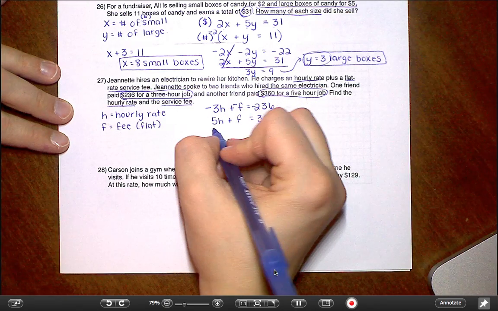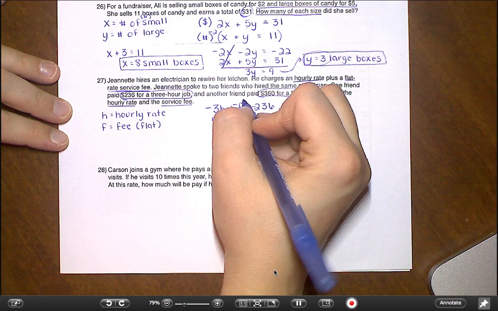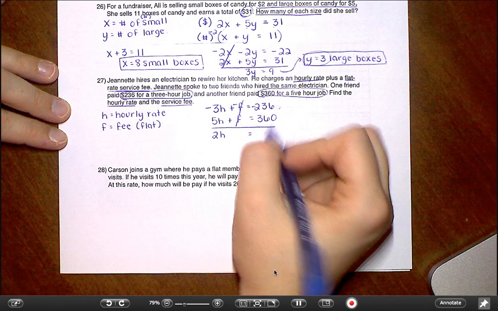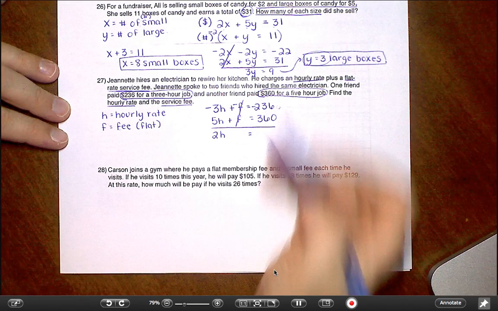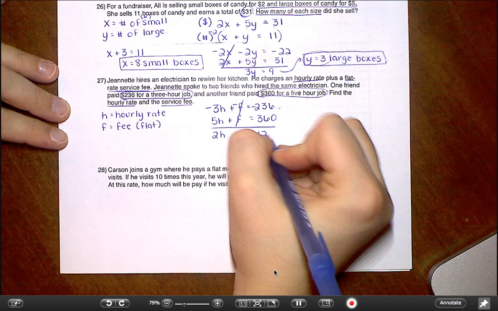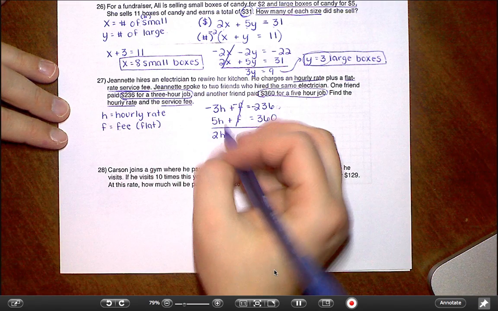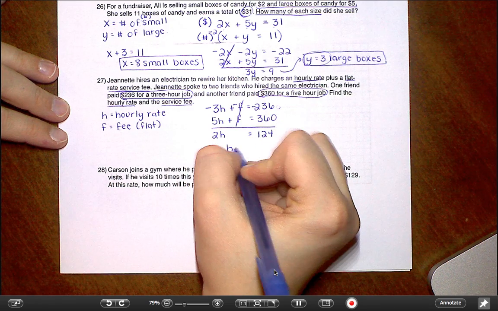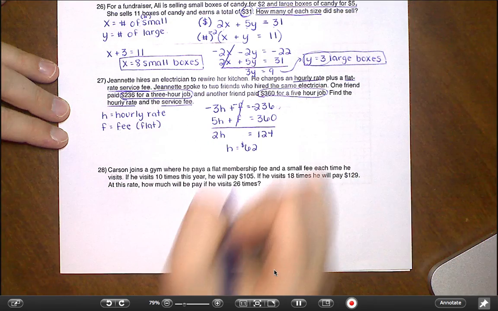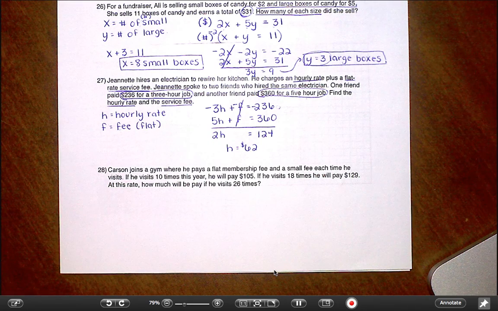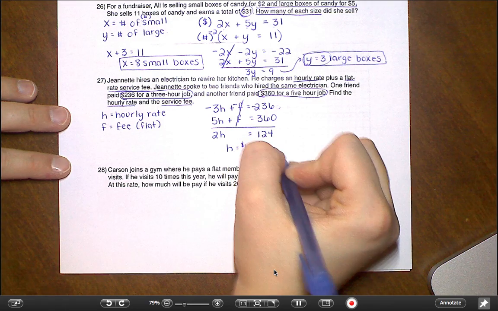I'm just going to stick a negative there, negative there, negative there. When I add together going up and down, I get 2h. My f's cancel. And let's see, that's going to be 64, and I think that's going to be 124. Okay, a difference of 124 there. Divide by 2, and I get that h is equal to 62. So this particular electrician charges $62 per hour. Okay? That's their hourly rate.